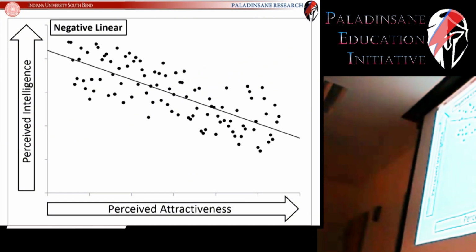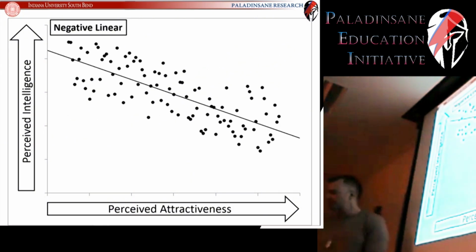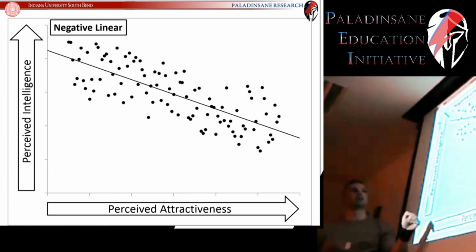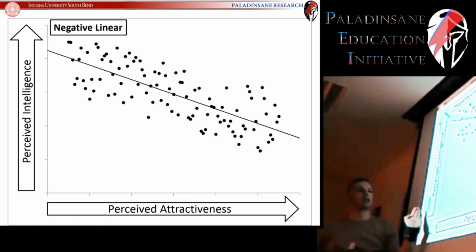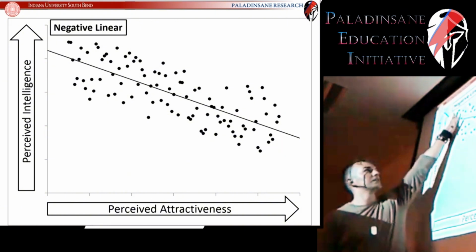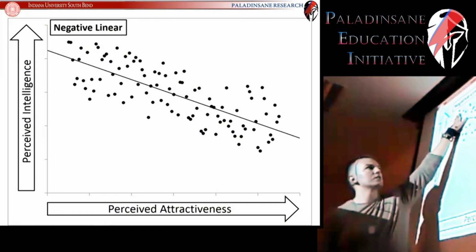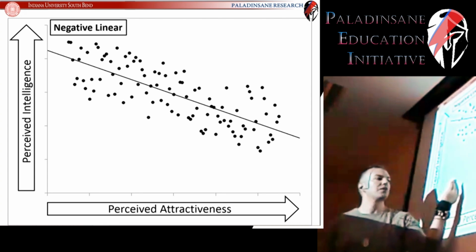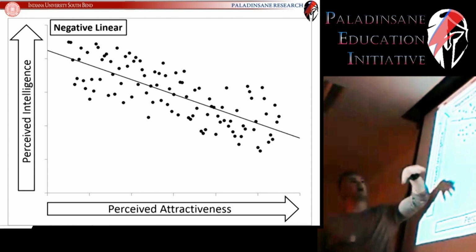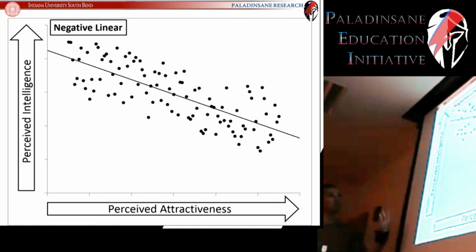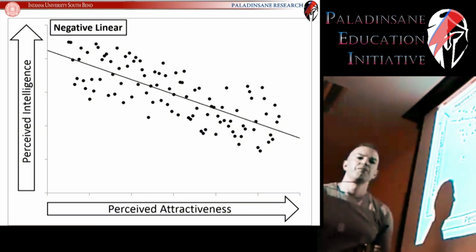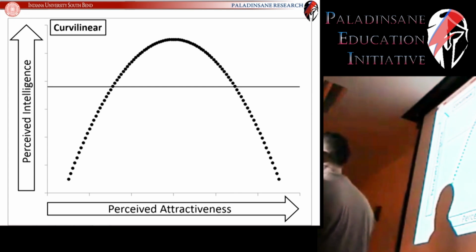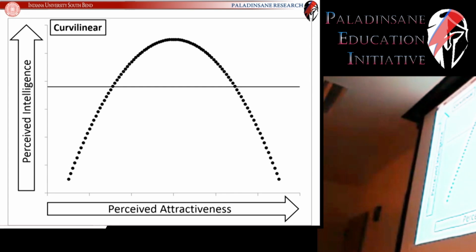The third category was the negative linear relationship, and this is where as one variable increases, the other one decreases. So if this is the relationship, then as perceived attractiveness increases, perceived intelligence goes down. As perceived attractiveness decreases, perceived intelligence goes up. They go in different directions. That's negative linear.